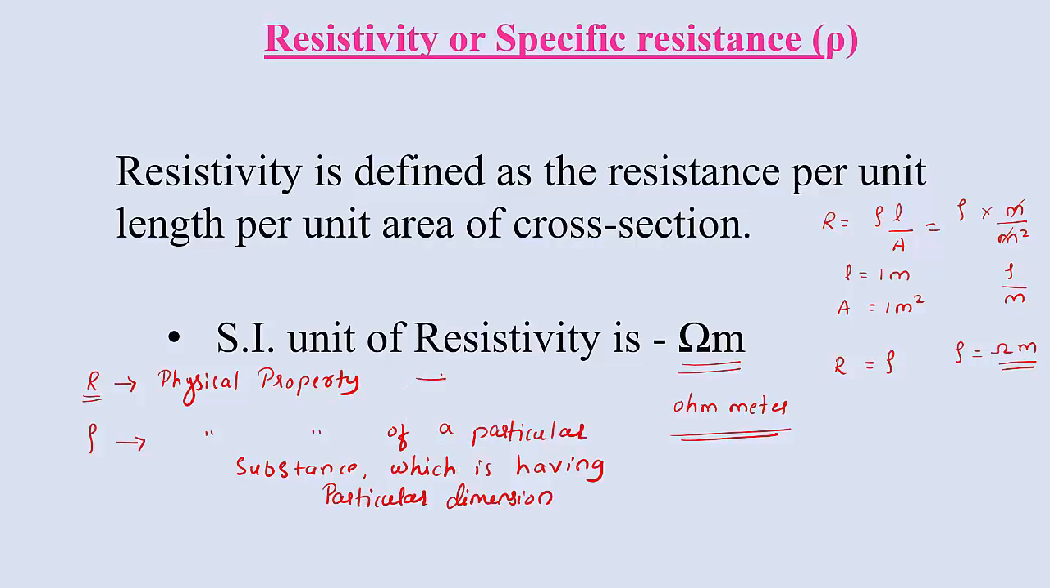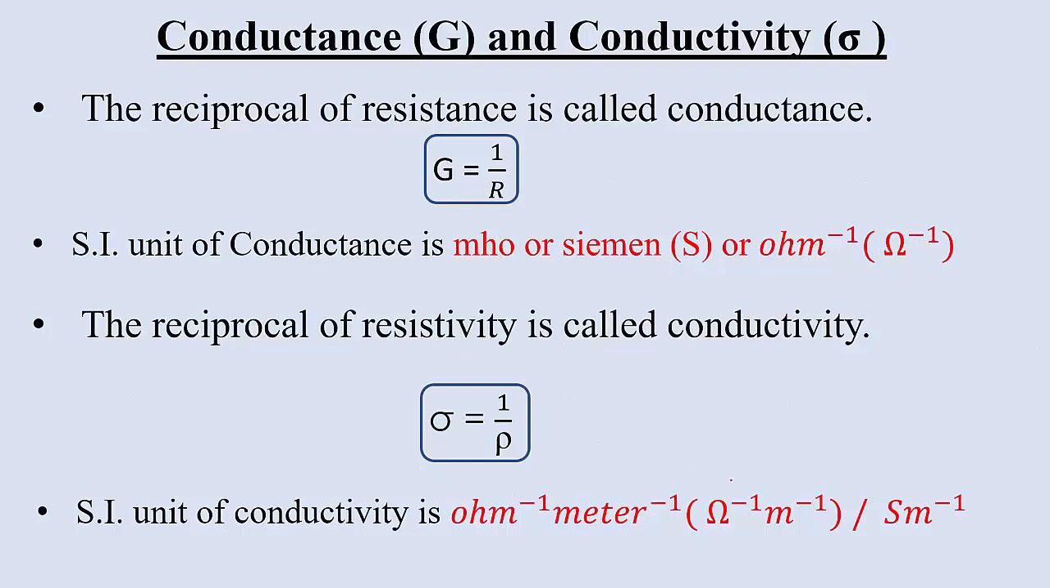Resistance is measured in terms of ohm and resistivity is measured in terms of ohm meter. So this is all about resistance and resistivity. Now come to the next terms, conductance and conductivity. Conductance is denoted by G and conductivity is denoted by the symbol sigma.